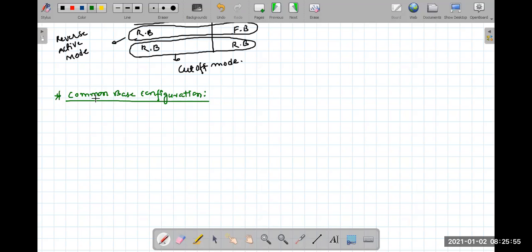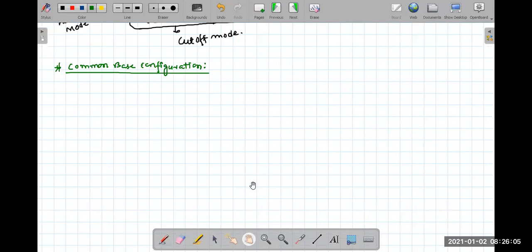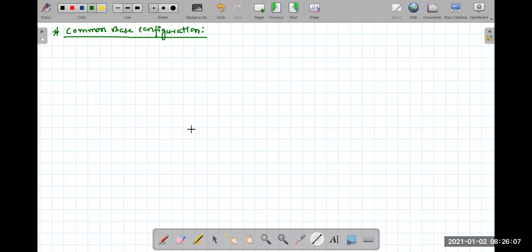So if you choose base as common, what is left? Emitter and collector, they'll be the terminals which are left. So base must be common to both of them. In that case, how can we draw the circuit diagram? You see, base is common to both of them. So here the diagram will look something like this.